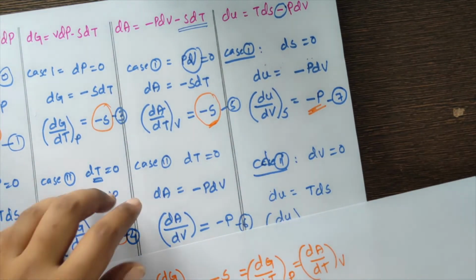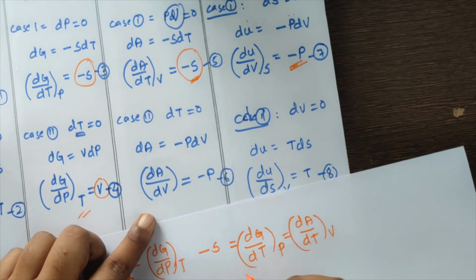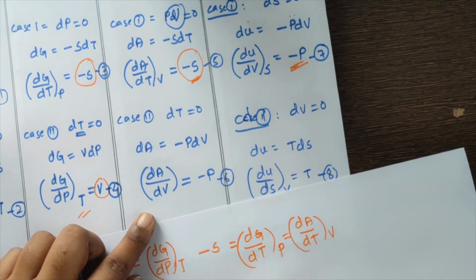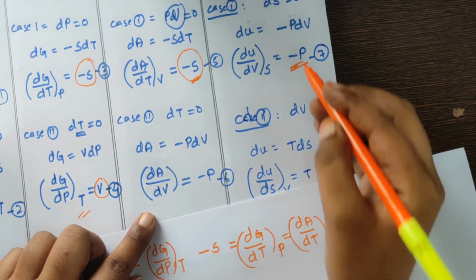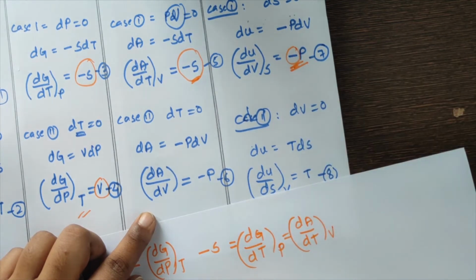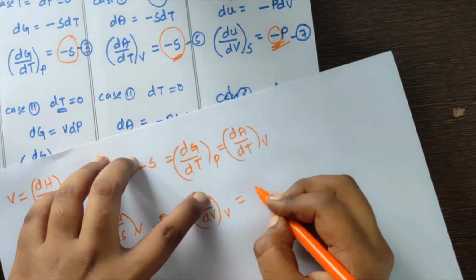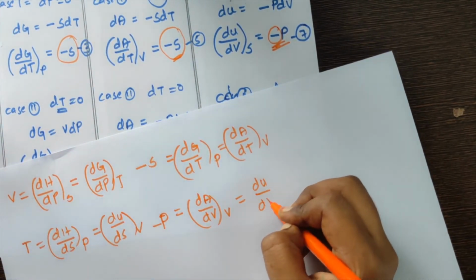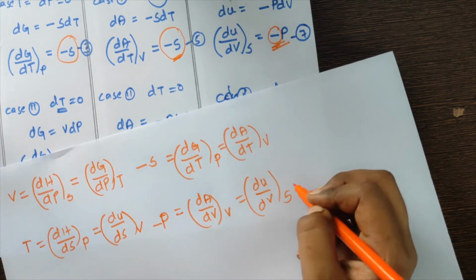For P, we have here P will be equal to, again the minus P we should take, dA by dV at constant T, which will be equal to dU by dV at constant S.